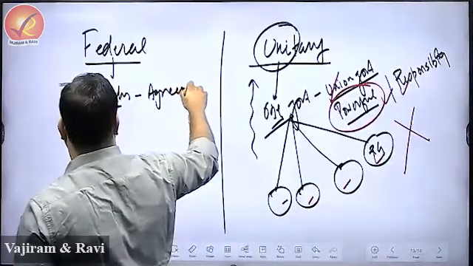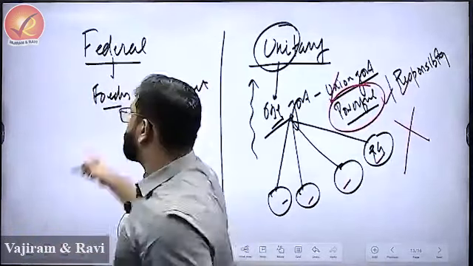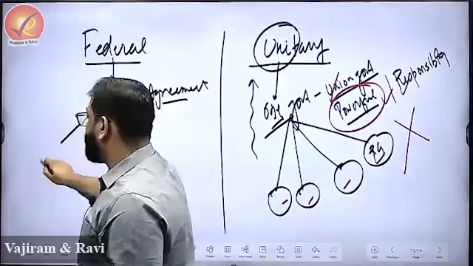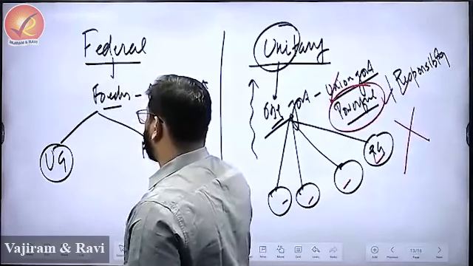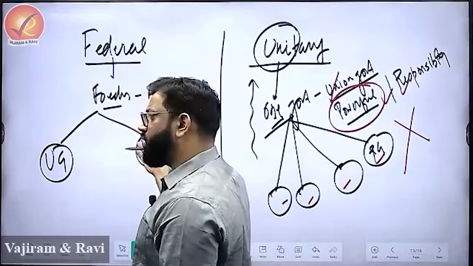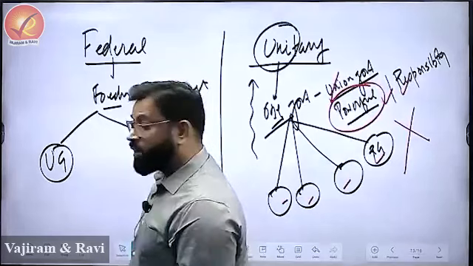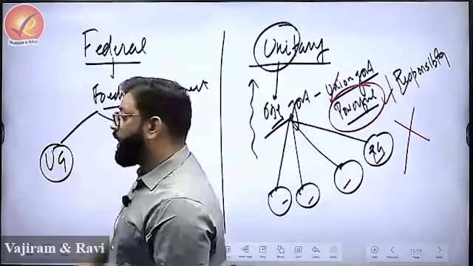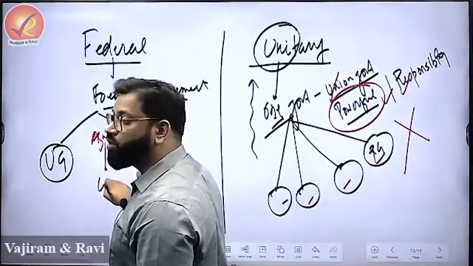an agreement. In an agreement, how many parties do you need? Minimum 2 parties, hence there are 2 parties here. So one is your union government and the other is the regional government. You call it state government, regional government, provincial government, whatever you want to call it. There are 2 sets of government and they have signed one agreement. That agreement is actually your constitution.